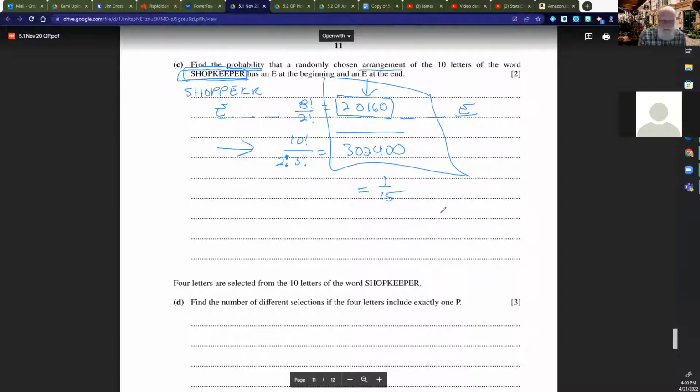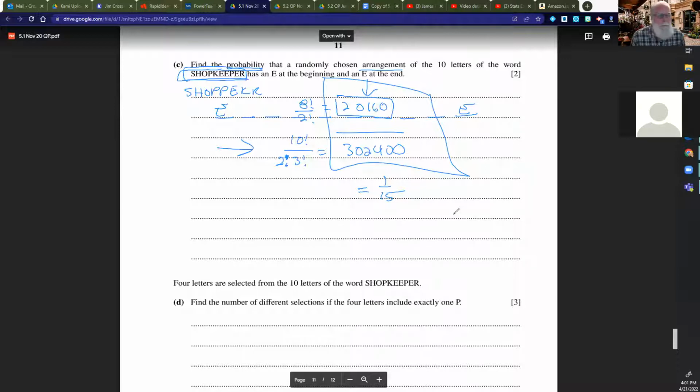Now, the other thing is that in a situation like this where you get to talk about a fraction, I mean, just leave your answer as a fraction. Don't worry about changing it to a decimal. Don't worry about 3 significant figures or anything like that. If your answer is a fraction, just leave it a fraction.